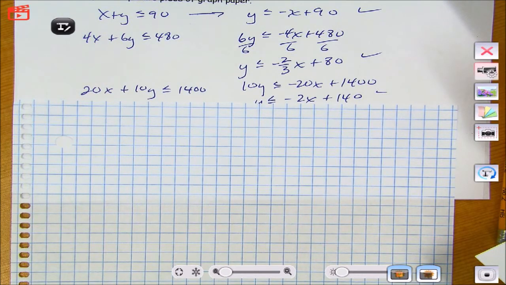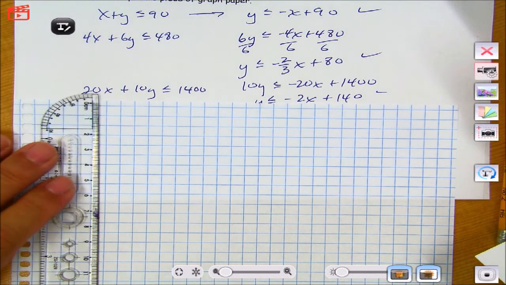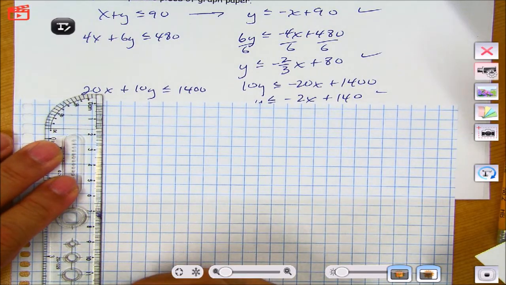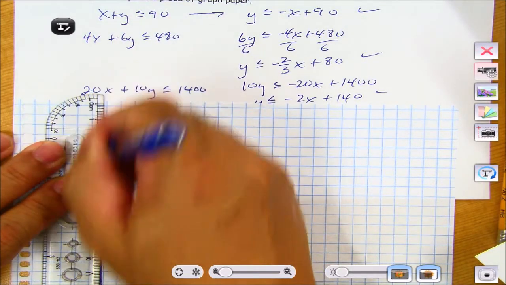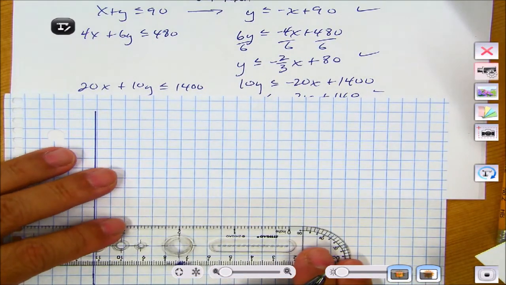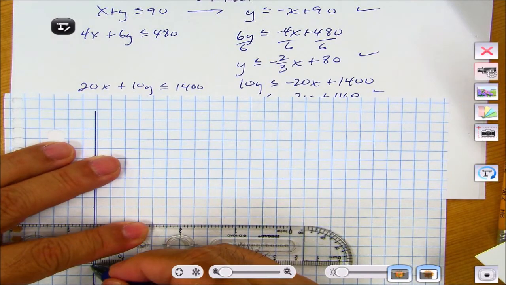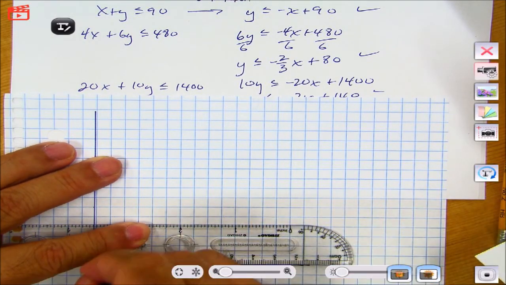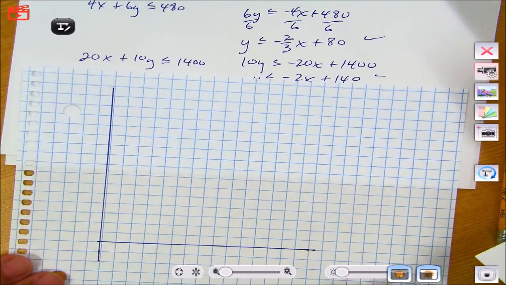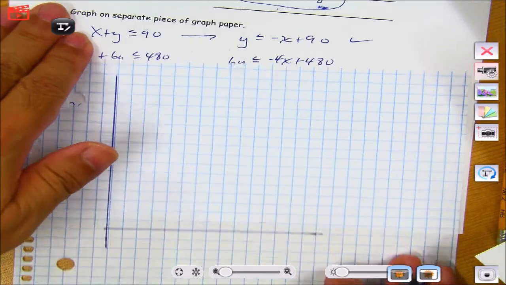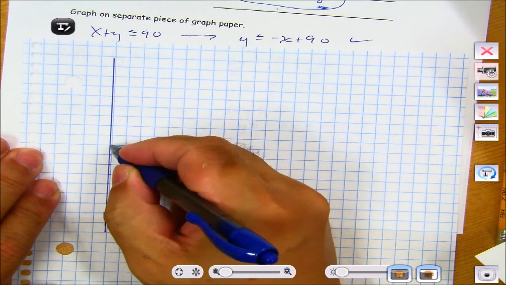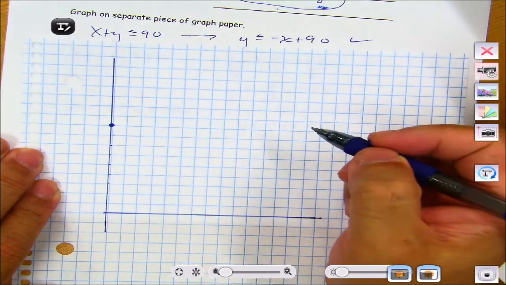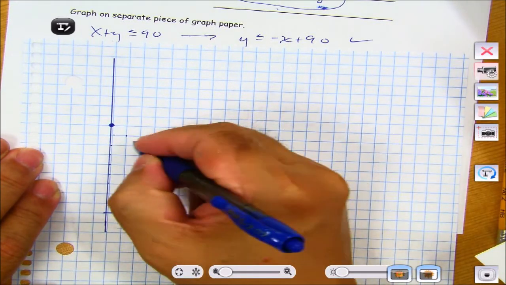We need up to, let's count by tens. So we're going to go up to 14. So we need about half the paper. Probably not that much. Okay. So the first one was y is less than or equal to negative x plus 90. So that means I start at 90. I have a slope of negative 1.